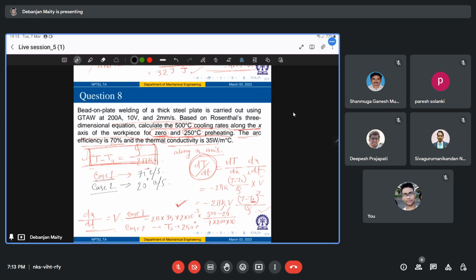So is it clear that the cooling rate is getting reduced significantly by preheating? Yes, sir. Preheating is basically a common practice in welding high strength steel because it reduces the risk of heat affected zone cracking. If you see in multiple pass welding, the interpass temperature is equivalent to this preheat temperature in single pass welding. Okay.